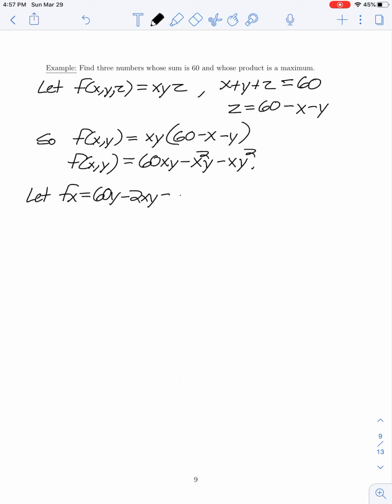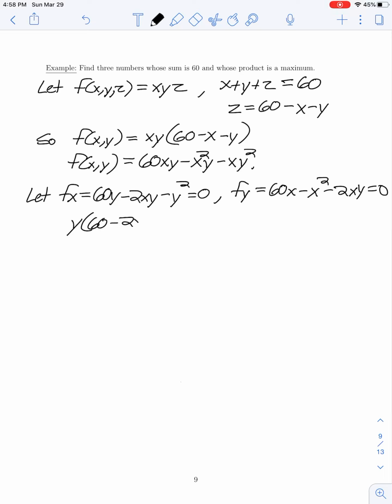So here, we'll start by looking at the partial with respect to x, which is 60y minus 2xy minus y squared. We set this to 0. And our partial with respect to y, which is 60x minus x squared minus 2xy, we also set equal to 0.